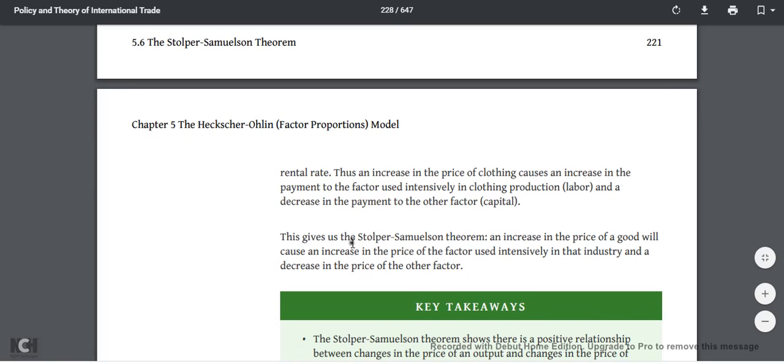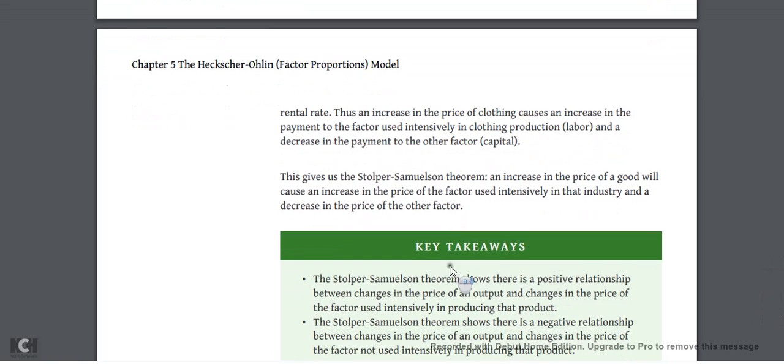So hence, the Stolper-Samuelson theorem says an increase in the price of a good will cause an increase in the price of the factor used intensively in that industry, and a decrease in the price of the other factor which is not used intensively. Understood? So once again I'll repeat.